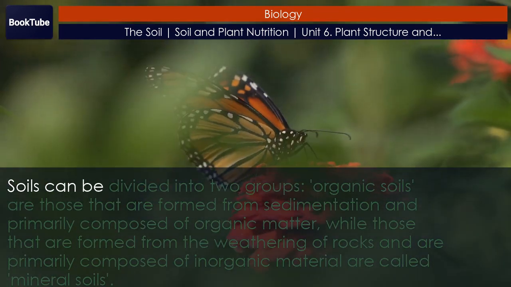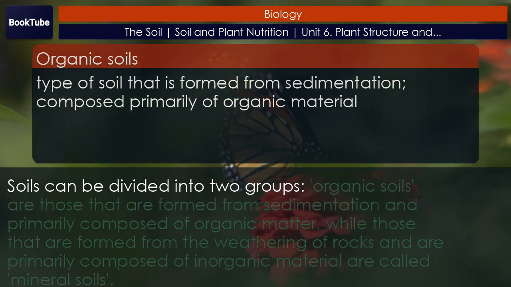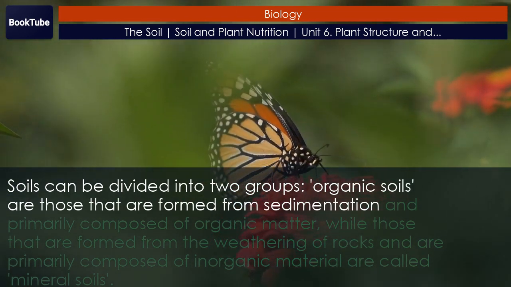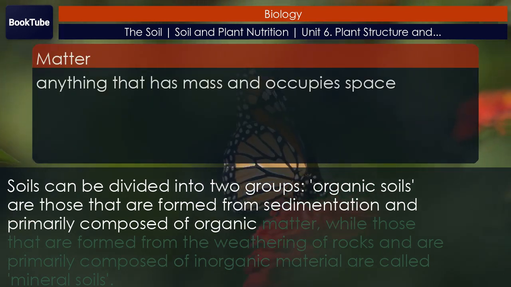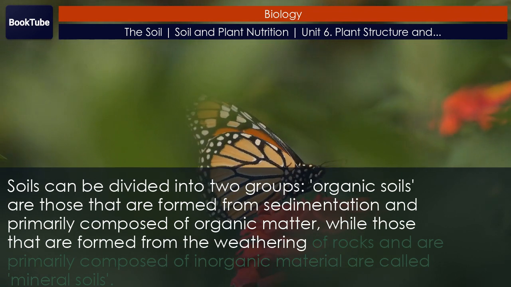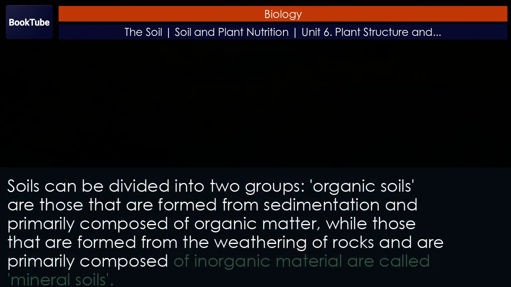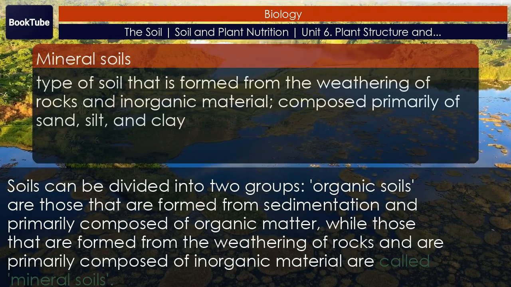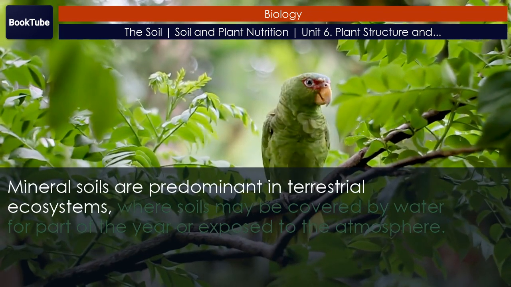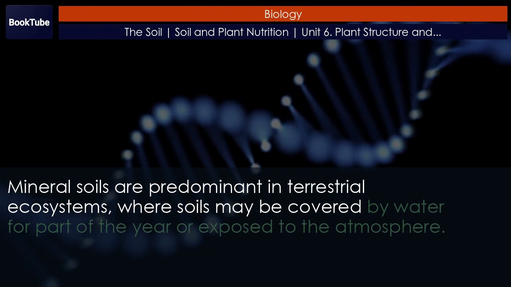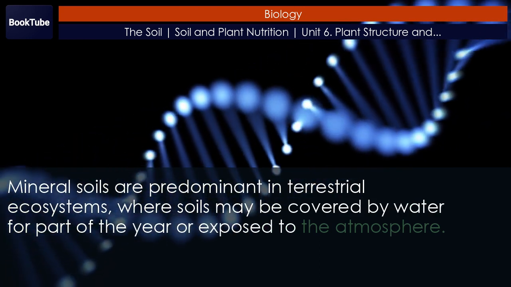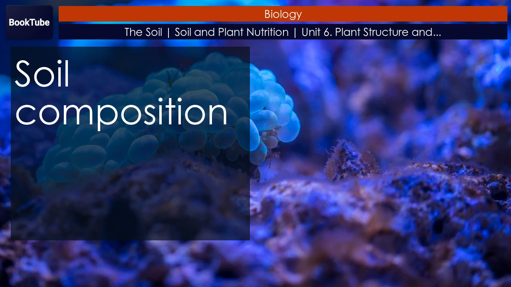Soils can be divided into two groups. Organic soils are those that are formed from sedimentation and primarily composed of organic matter, while those that are formed from the weathering of rocks and are primarily composed of inorganic material are called mineral soils. Mineral soils are predominant in terrestrial ecosystems, where soils may be covered by water for part of the year or exposed to the atmosphere.